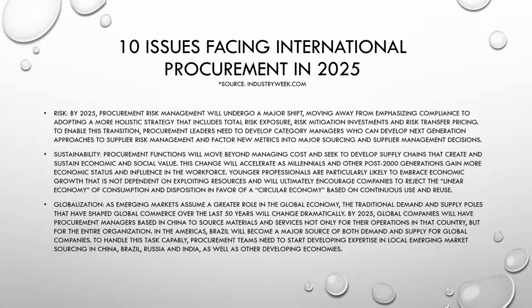The first one was risk. By 2025, procurement risk management will undergo a major shift, moving away from emphasizing compliance to adopting a more holistic strategy that includes total risk exposure, risk mitigation investments, and risk transfer pricing. To enable this transition, procurement leaders need to develop category managers who can develop next generation approaches to supplier risk management and factor new metrics into major sourcing and supplier management decisions.